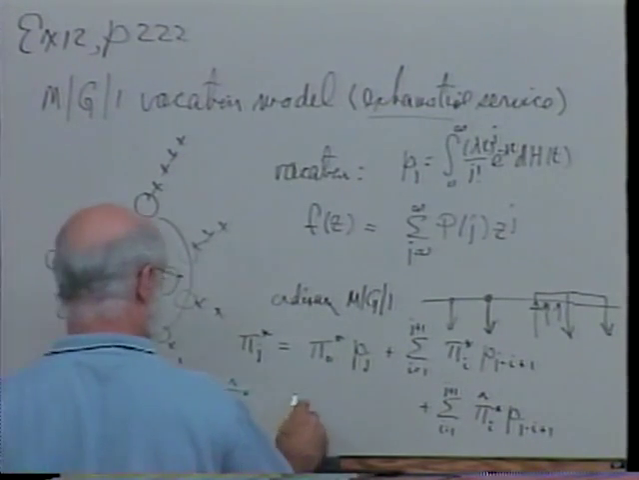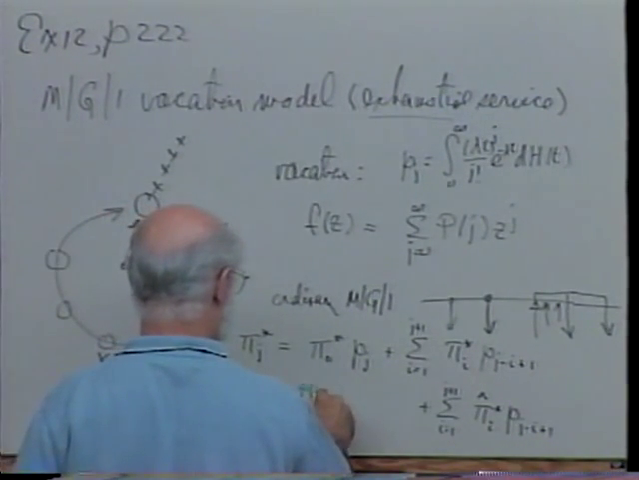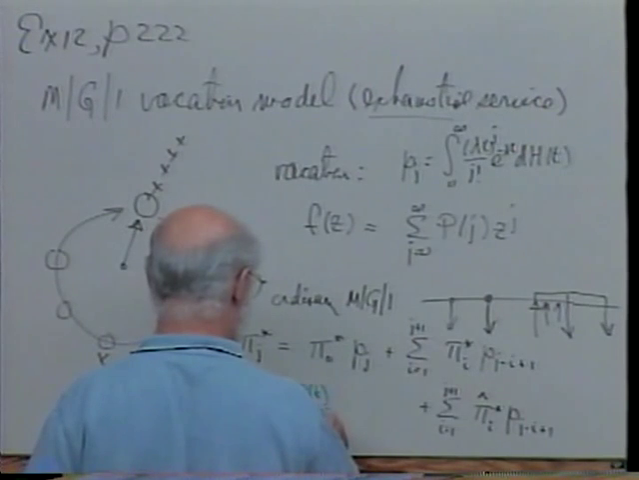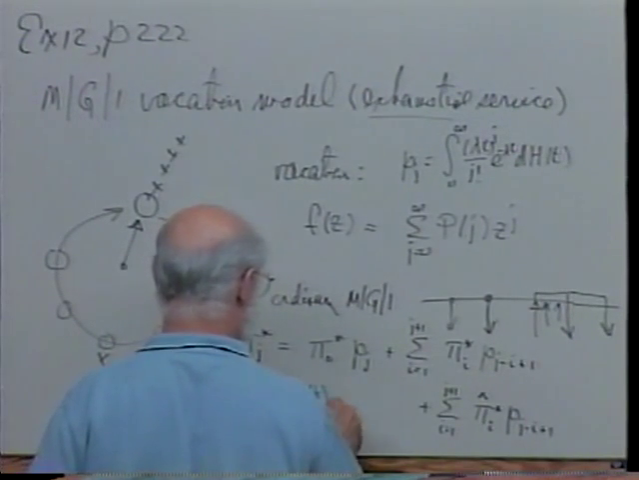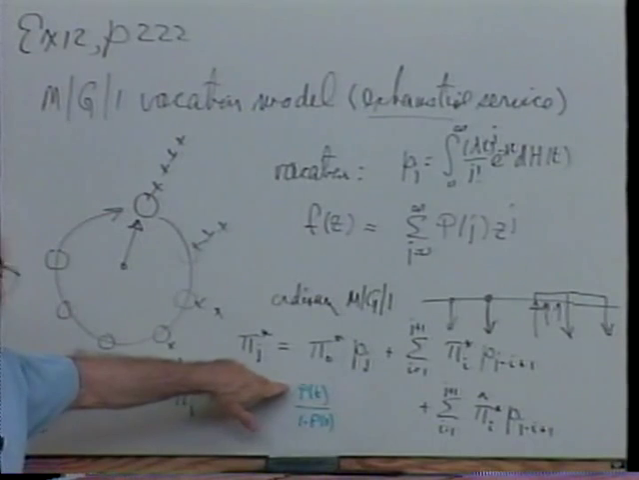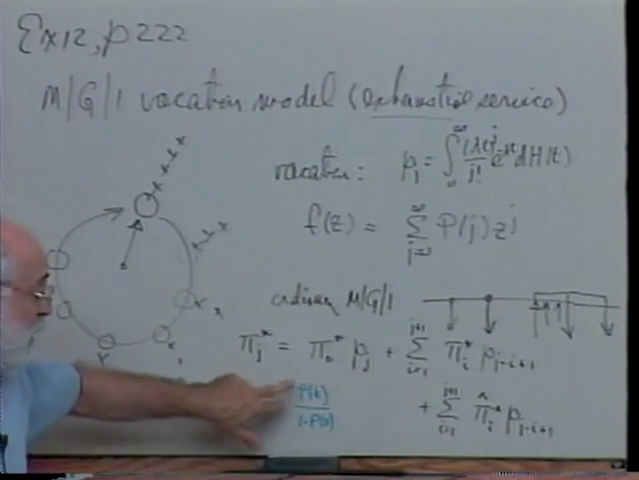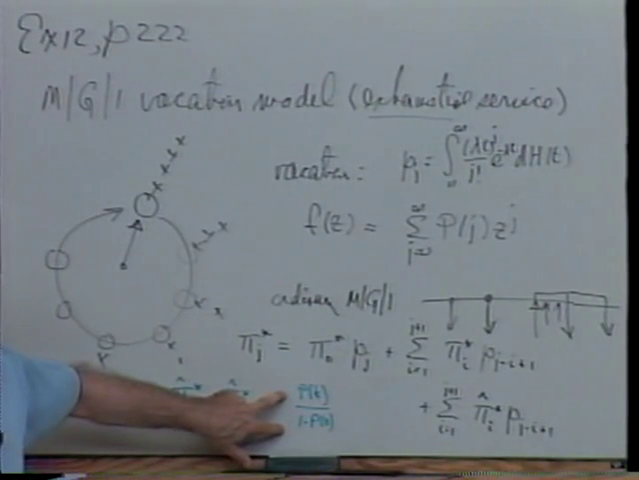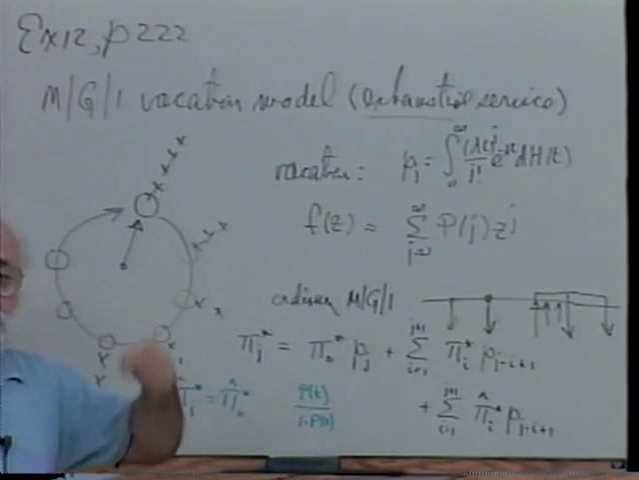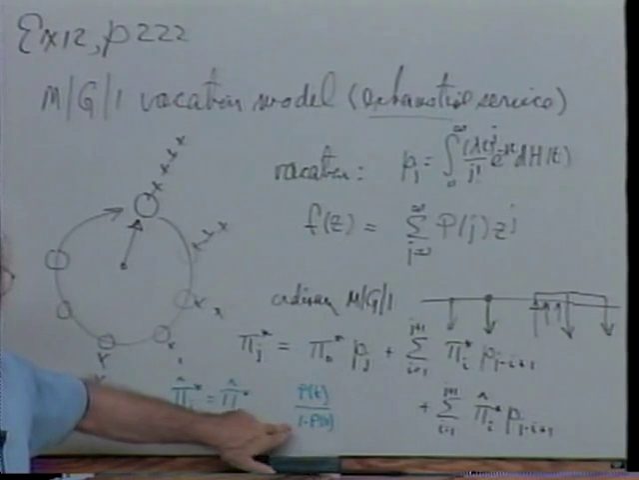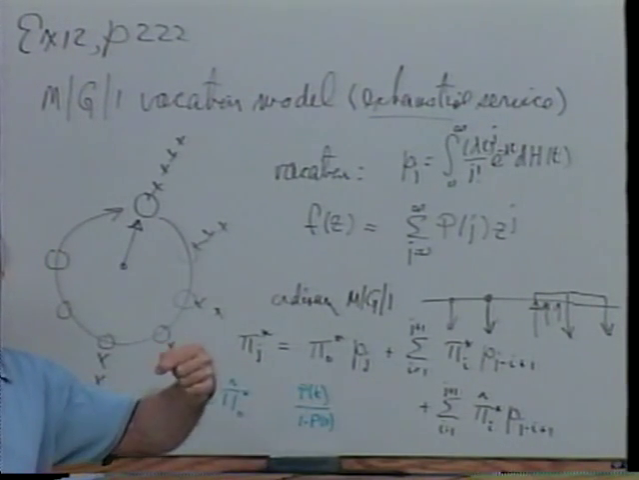Okay, now when he returns, pk is the probability that there are k customers waiting at the end of the vacation. So pk over 1 minus p0 is the conditional probability that there are k customers waiting, given that there's at least 1. Because if there isn't at least 1, then the server takes a vacation again, doesn't stop. So when the server returns from vacation, if he stops, then pk over 1 minus p0 is the probability that exactly k customers are waiting.